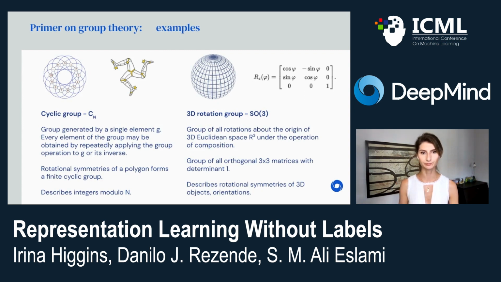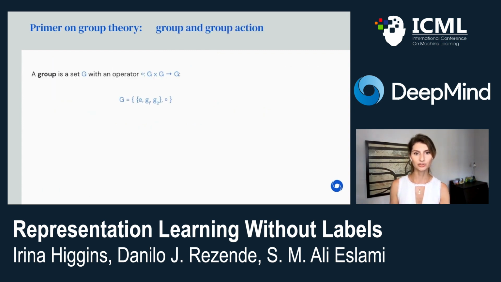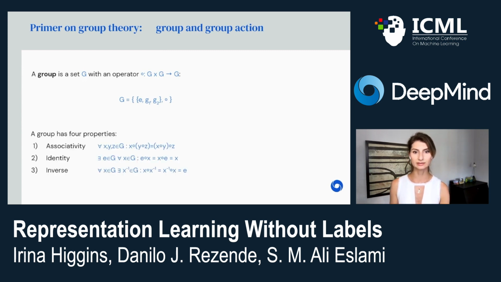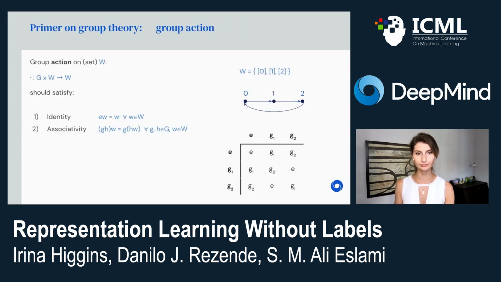a two-sphere. A group is just a set G, together with an operator that maps two elements from that set to another element in the set. These elements can be symmetry transformations, and the operator is a way to compose these transformations. The operator has to be associative, there needs to be an identity element, and for each element there needs to be an inverse. That makes a group.